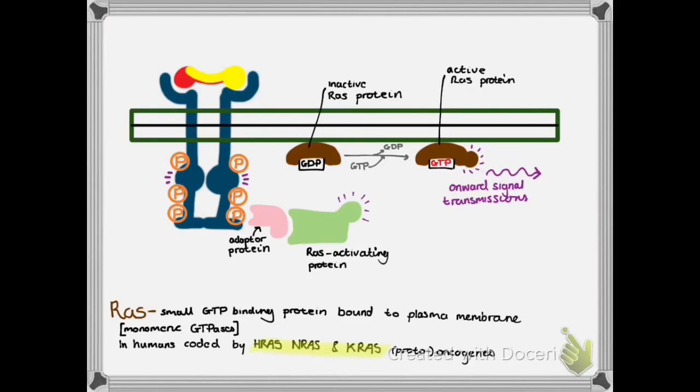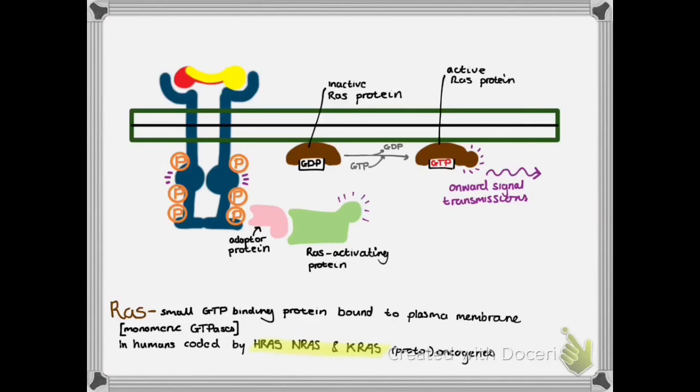If we go on to RTKs a little bit more, these are very important in cancer cell signalling, but also in healthy cell signalling. One of the main pathways seen with receptor tyrosine kinases involves a small molecule called RAS. RAS is a small GTP binding protein which is also bound to the plasma membrane. You can see it's that grey coloured thing there.